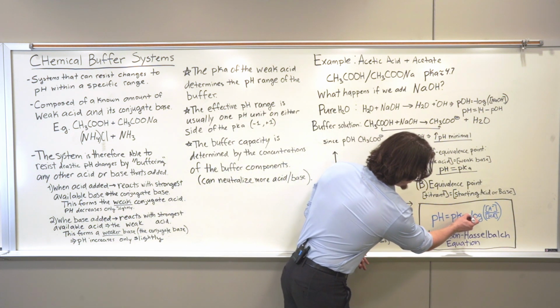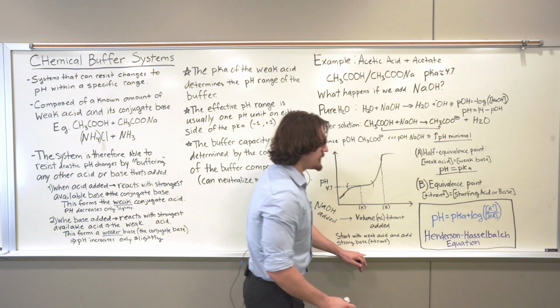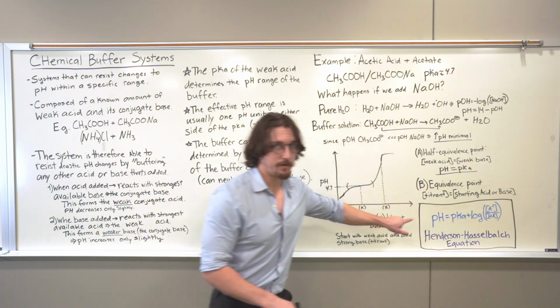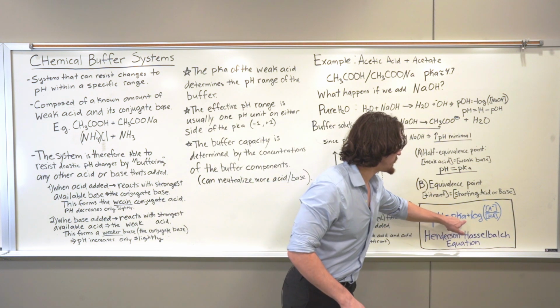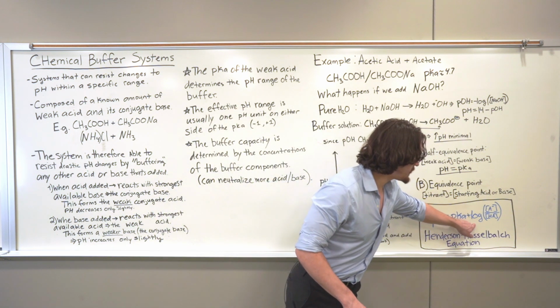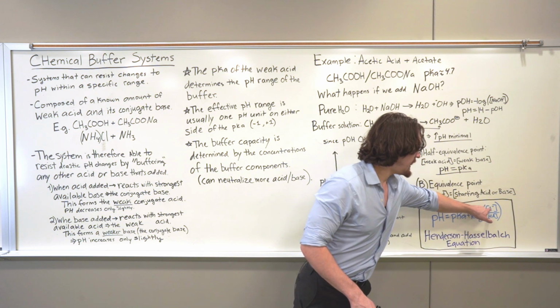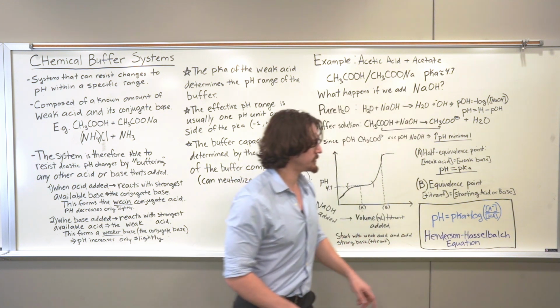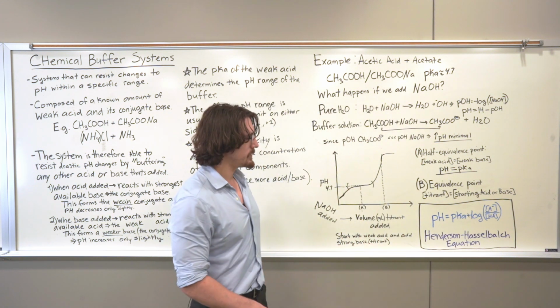Now this actually has a mistake. It should be plus, okay? But the general idea here is that the pH of the buffer solution is equal to the pKa of the weak acid plus the log of the conjugate base concentration, A minus, divided by the conjugate acid concentration. So the acid goes at the bottom. All right.